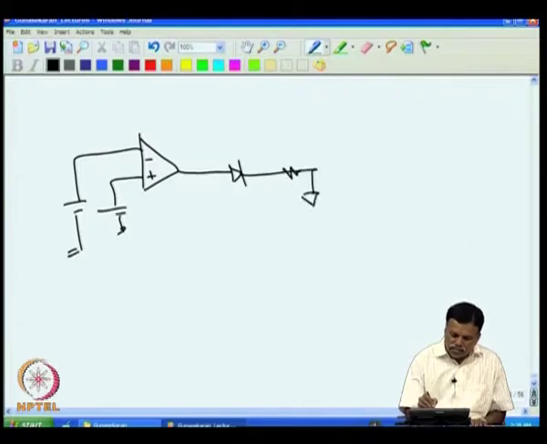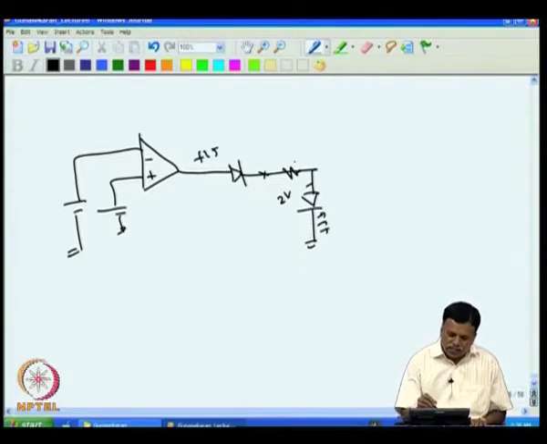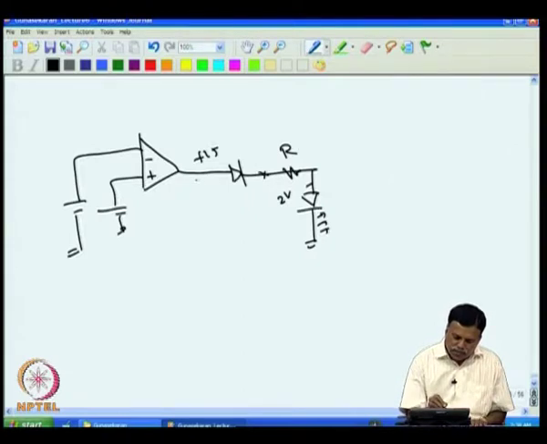For example, whenever this is plus 15, then the diode allows this plus 15 to come. So, you will have 14.4, and then the optocoupler needs around 2 volt, this is the LED of the optocoupler. So, the light glows. So, we have to limit the current to 8 milliampere. Most of the LEDs take 8 milliampere current.